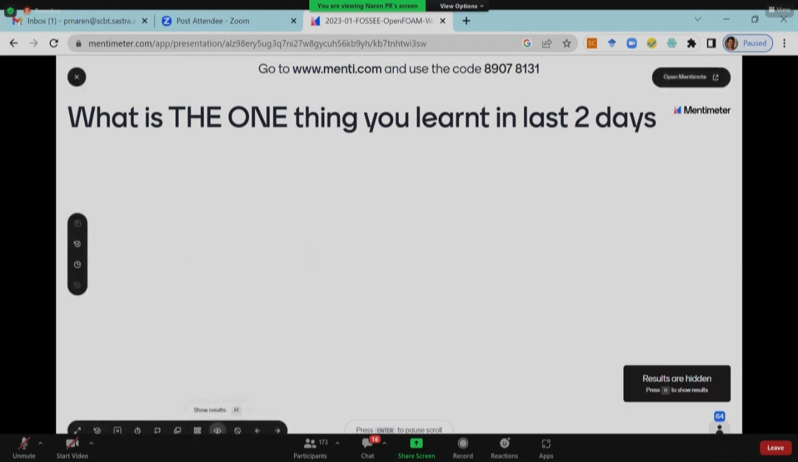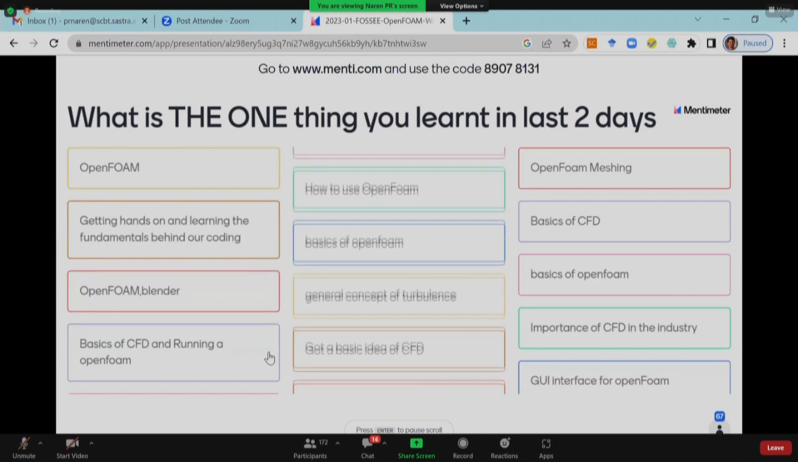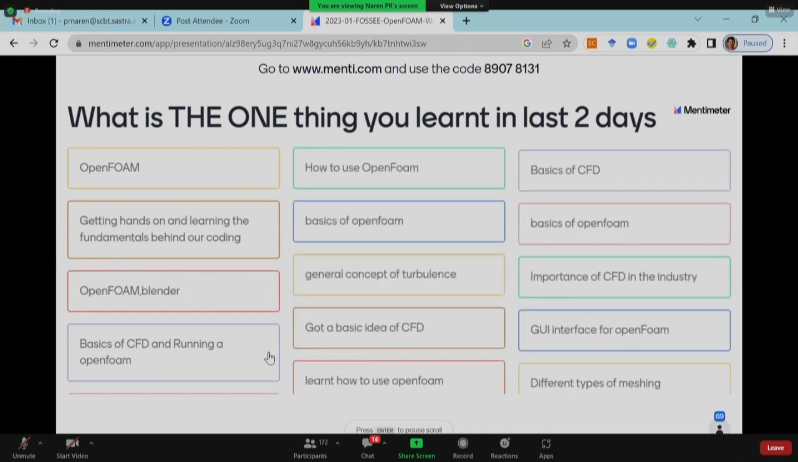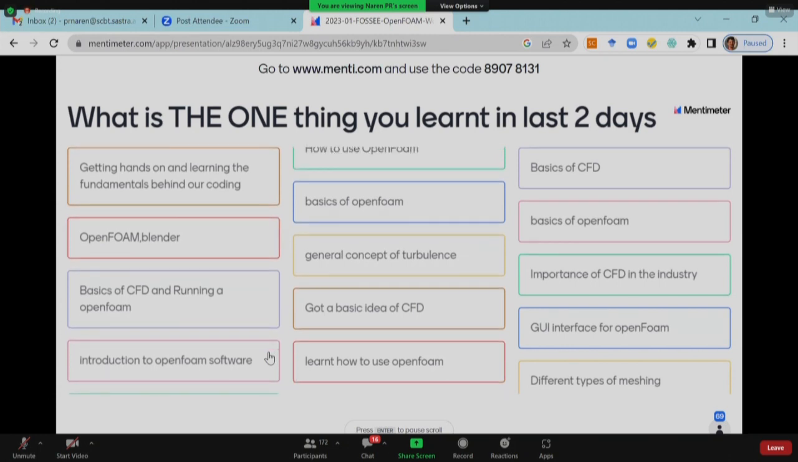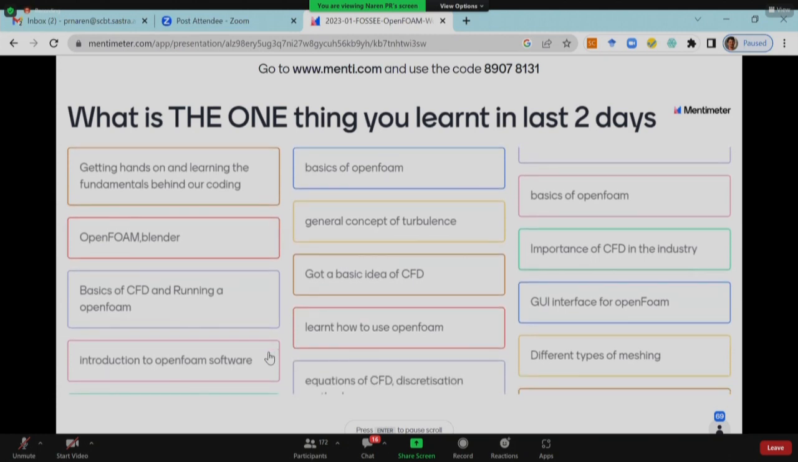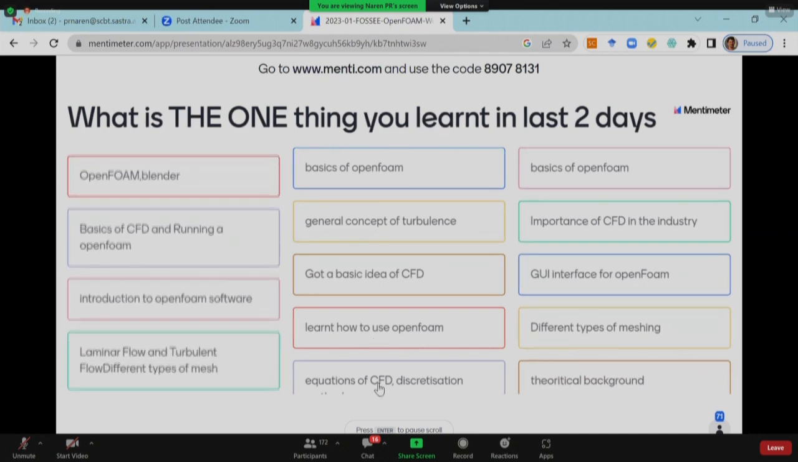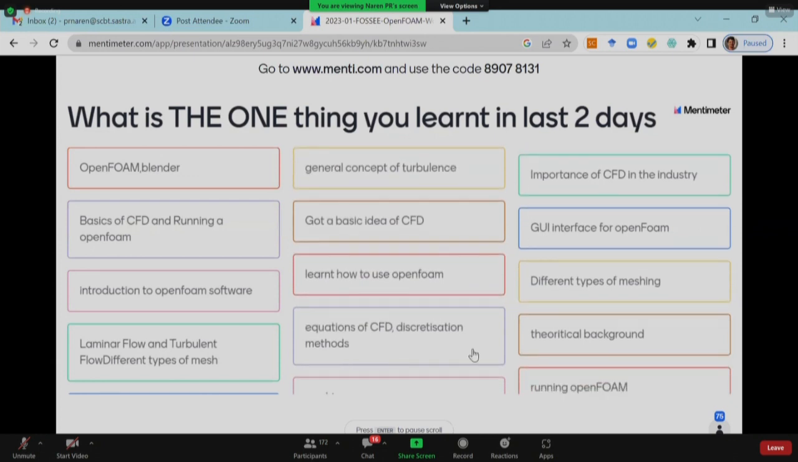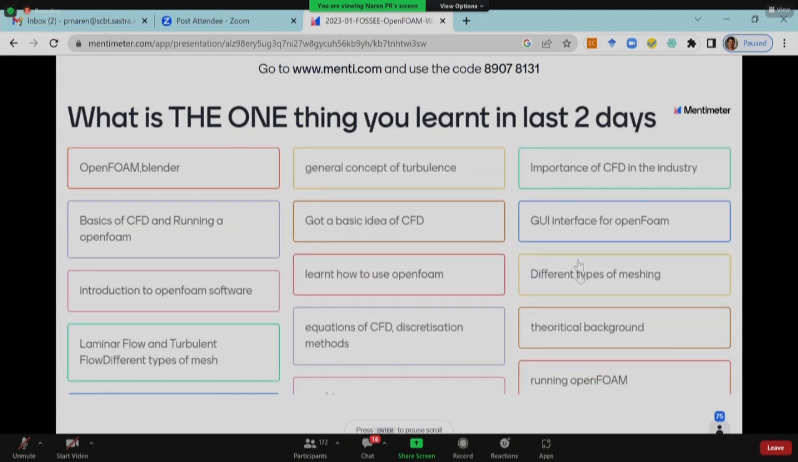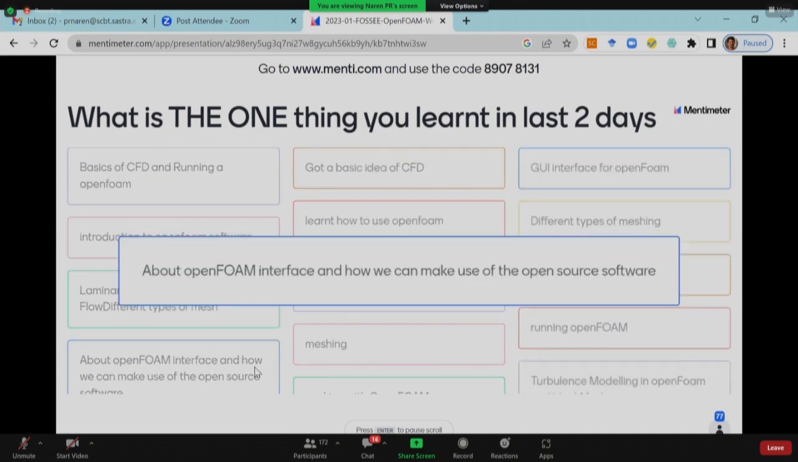So let me just unhide the results. Now you can see what people have texted. So Blender they have learned, right? Was it Blender yesterday? Yes, yesterday we had a session on GUI for OpenFOAM blockMesh. Okay. So our team member Asdeep Adhakar took the session. That's why they know Blender. Good. Laminar and turbulent flow, equation, discretization, fantastic. Different types of meshing, running OpenFOAM. So that's good.